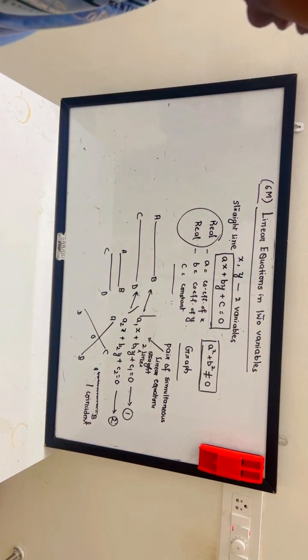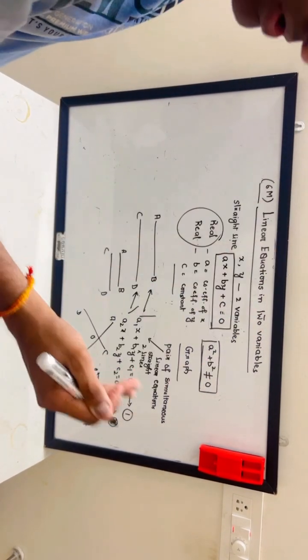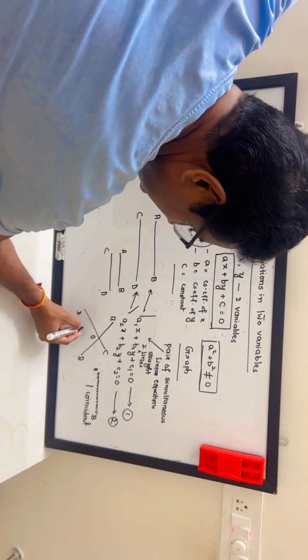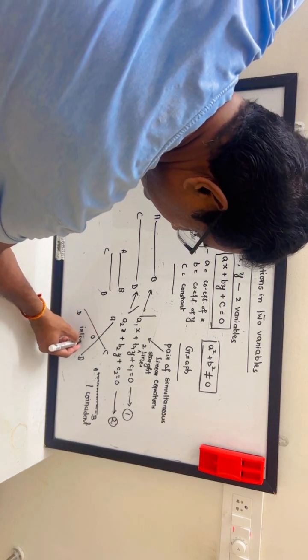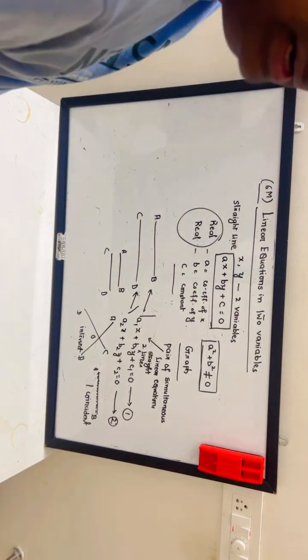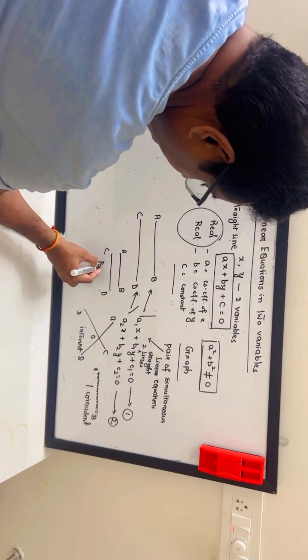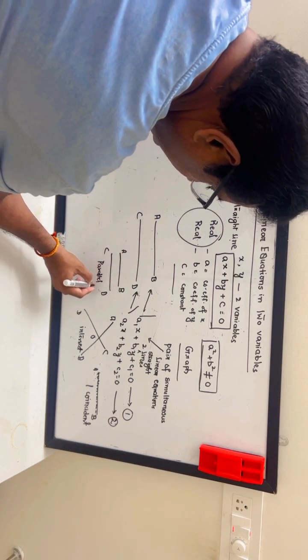So we can have two straight lines either coincident, lying one on the other, or they can intersect. They are called intersecting lines. The other one is they can be parallel.